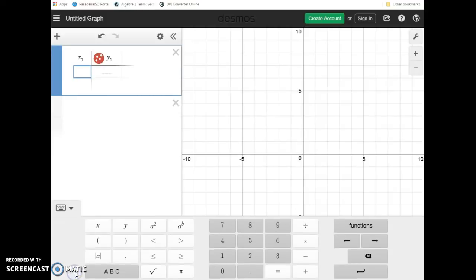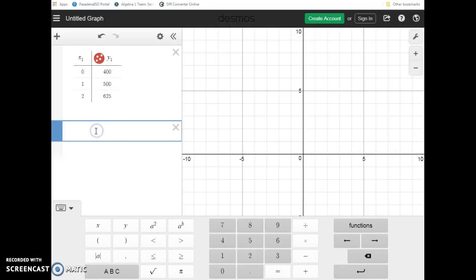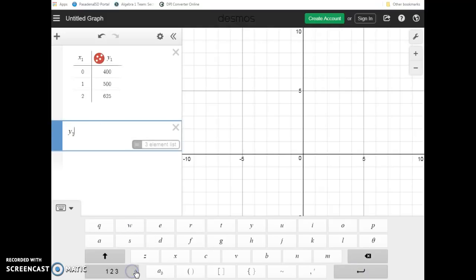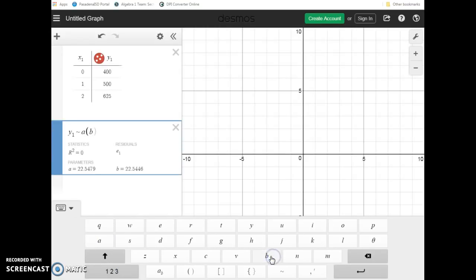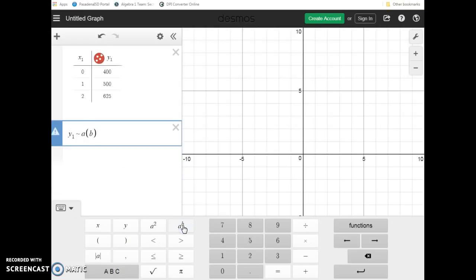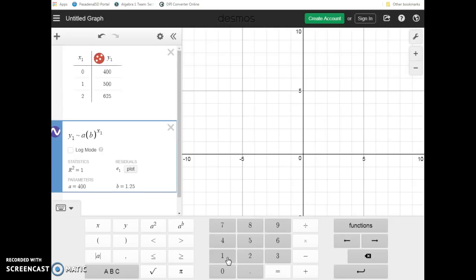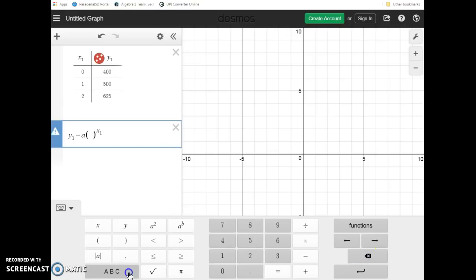So I have 0, 1, and 2. And I have 400, 500, and 625. Okay, add the equation y1 approximately a(b)^x1. Okay, remember, hit check log mode. And it gave me a positive, I don't know about y'all, but if it gave you a negative, just erase the b and retype the b again.